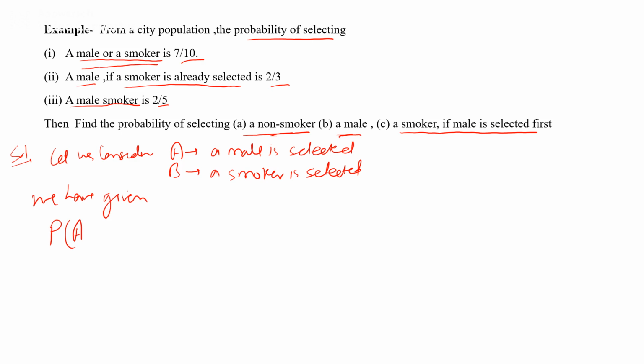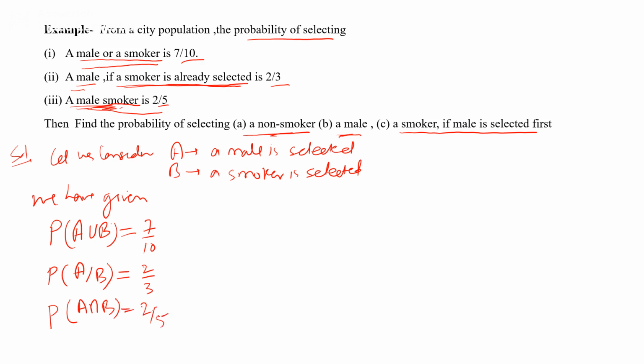means A union B is 7 by 10, and a male if a smoker is already selected, it means A given that B has already occurred, which is conditional probability, given as 2 by 3. And the third one, a male smoker is 2 by 5. It means the probability of a male and a smoker, that means this is the probability of 'and'. So we write A intersection B is 2 by 5. So these are given in the question.